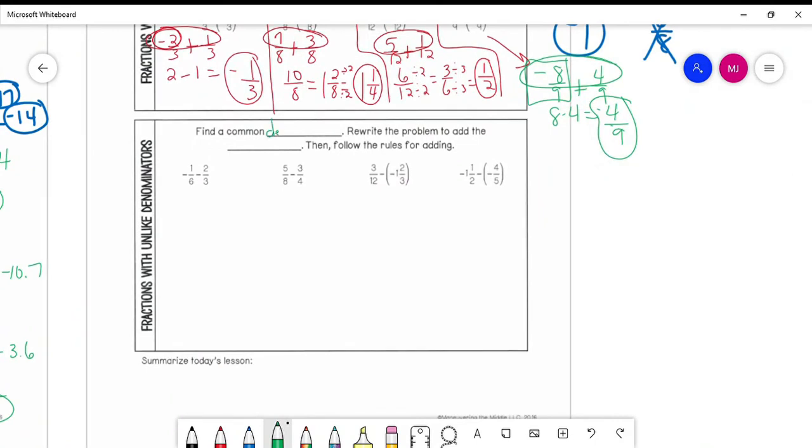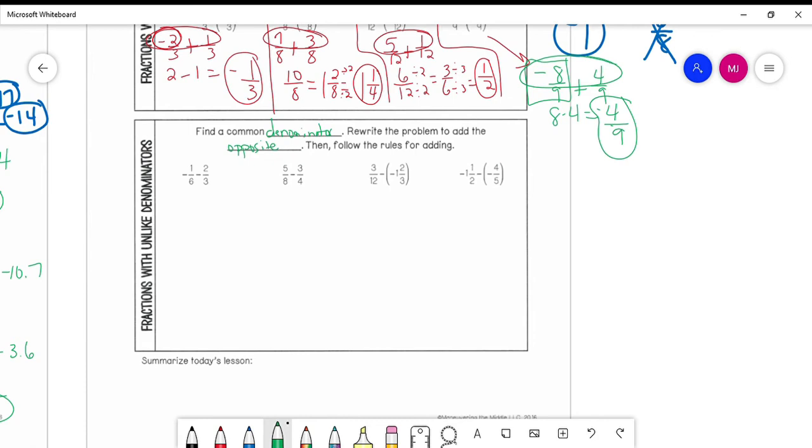Find a common denominator. So in these fractions, these are pizzas that are cut into different size slices. That's what the denominator represents. That bottom number represents how many pieces it takes to make a whole. Rewrite the problem to add the opposite, and then follow those rules for adding. So we've got that extra step of finding the common denominator.